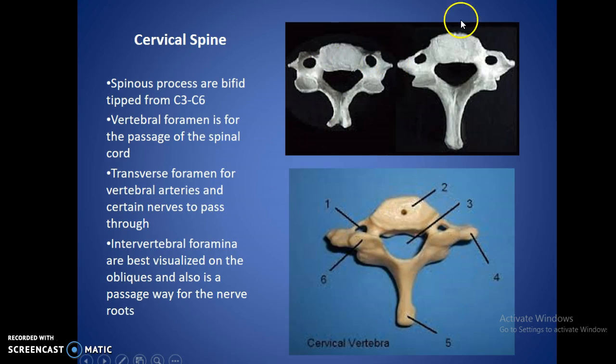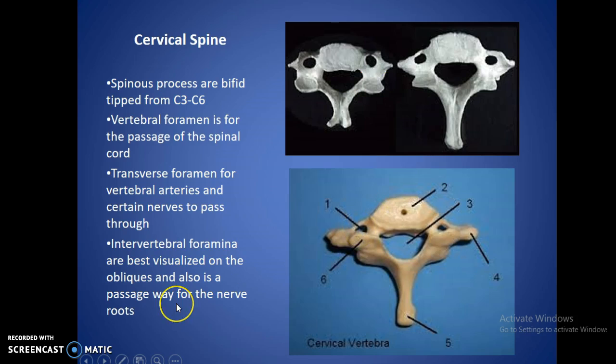Spinous processes are bifid tip from C3 through C6, so that little tip that you see here, this is a bifid tip. This is a single tip going through here. Vertebral foramen is for the passage for the spinal cord, so the spinal cord is well protected, embedded within this bone, kind of protecting it going all the way across. Transverse foramen for vertebral arteries, certain nerves pass through, so those are these points right here.